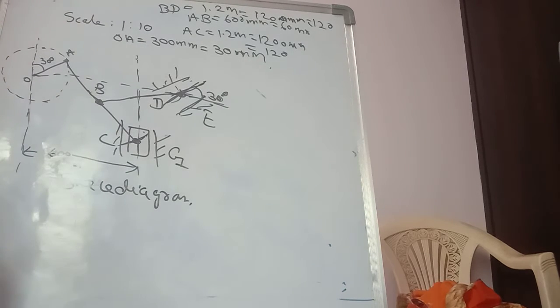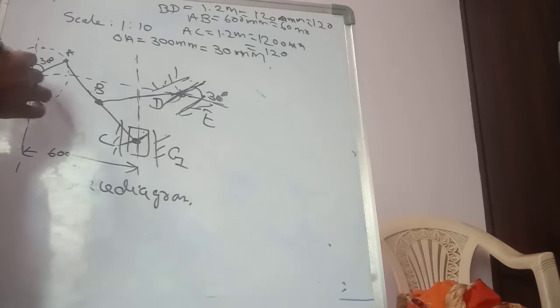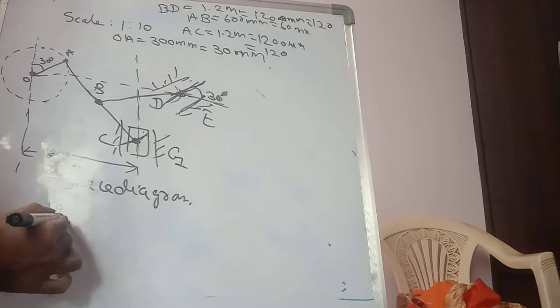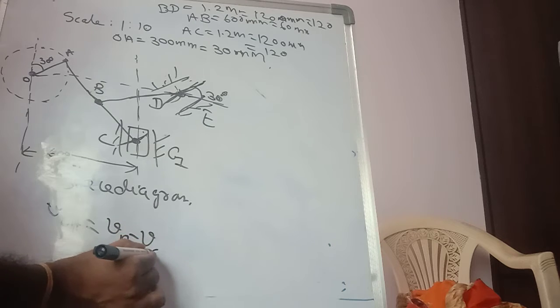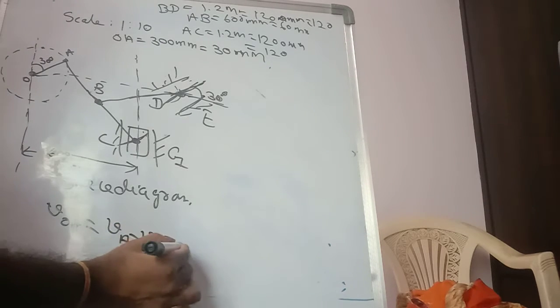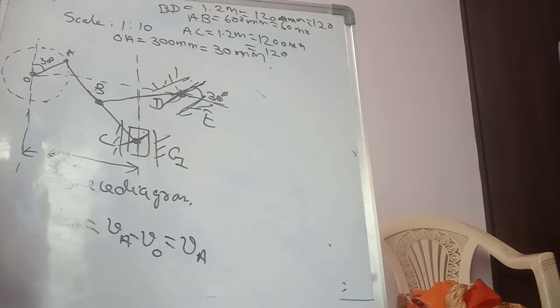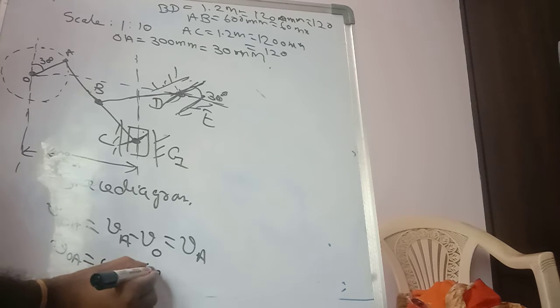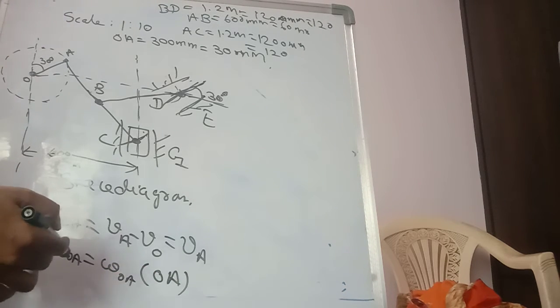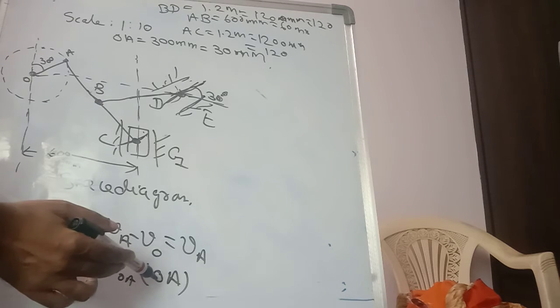First, to draw the velocity diagram, we have to find out the velocity of A, because this is the crank which is rotating about O. So VOA is nothing but velocity of A minus velocity of O, because O is fixed, which is nothing but velocity of A. We have to find out the velocity of A, and we know that VOA is equal to omega OA into length OA. V is equal to R omega formula.